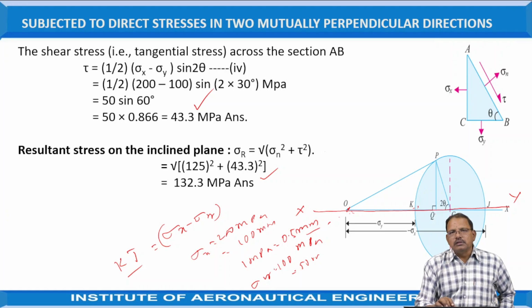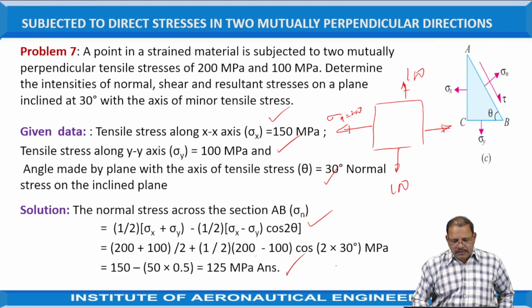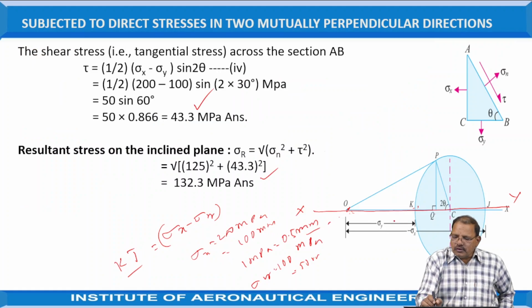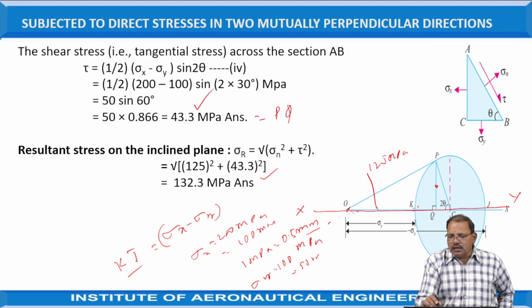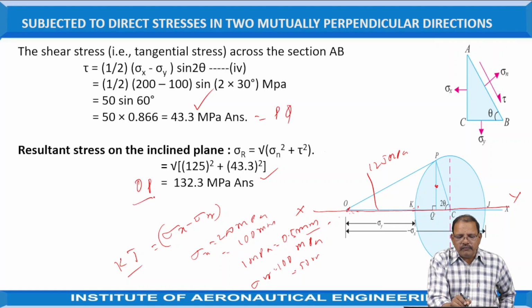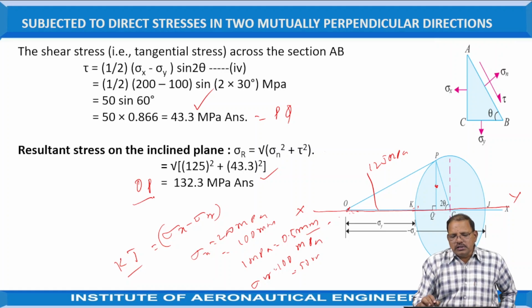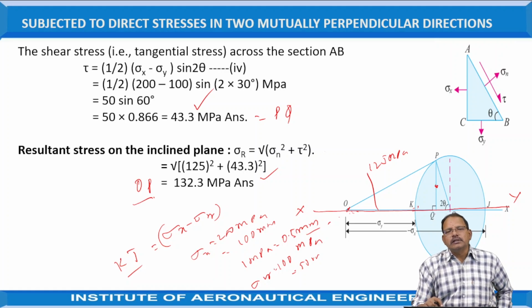So according to the problem, the values are given. The normal stress, in the previous case, we have taken as 125 megapascal. This is equal to OQ equal to 125 MPa, and the shear stress is PQ, which we got as 43.3, and this is nothing but representing the OP values. These values we can determine easily by measuring the length of the lines and converting according to the scales we selected, to give the values of stresses in megapascal.